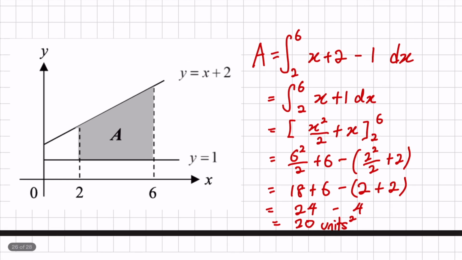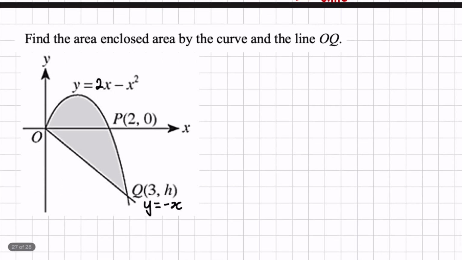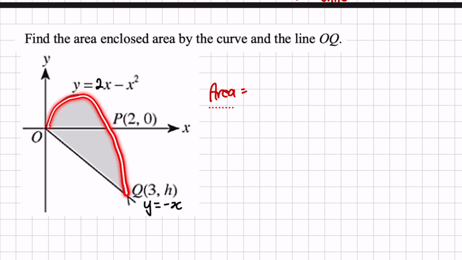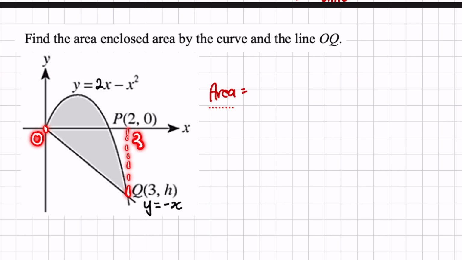Now let's look at a little bit more complicated question. Find the area enclosed by the curve and the line. The concept is still the same. To find this area here, I note that the curve lies above the line. Based on this question, the curve is given by the equation y equals 2x minus x squared. The line is given by the equation y equals negative x. I know that the lower limit lies at the origin, 0, and the upper limit is the intersection between the curve and line, where the x value is 3.